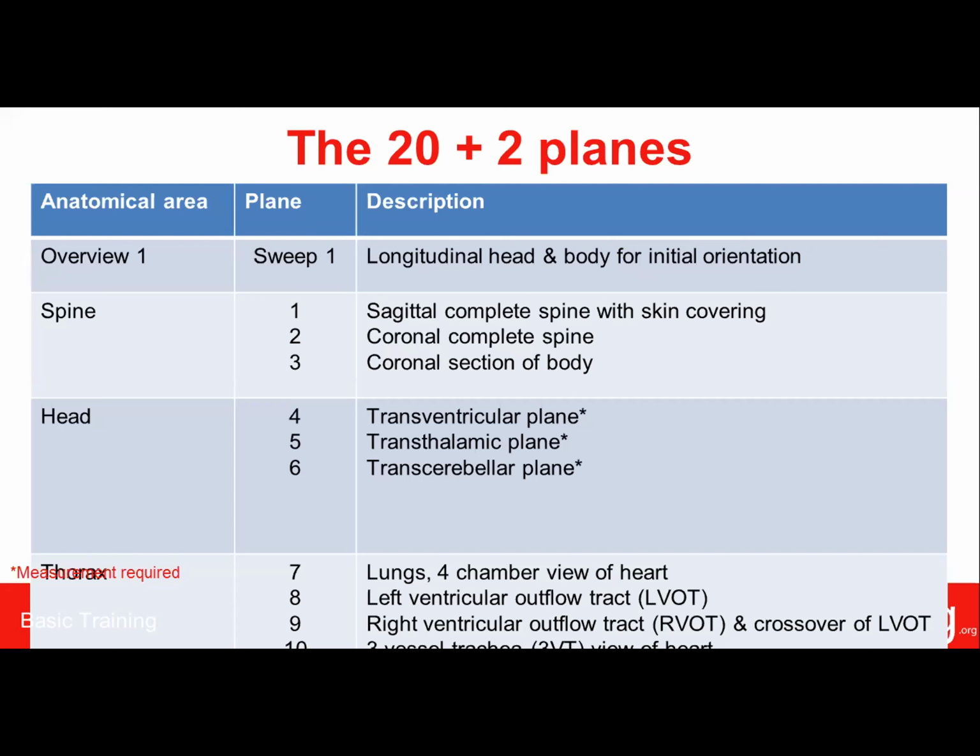After the spine, the second anatomical area is the head, where we see 3 planes: transventricular, transthalamic, and transcerebellar. Then we descend down to the thorax, where we see 4 planes: lungs and the 4-chamber view of the heart in one plane. The next plane is the left ventricular outflow tract. Next is the right ventricular outflow tract and crossover of the outflow tracts, and the 3-vessel trachea view.